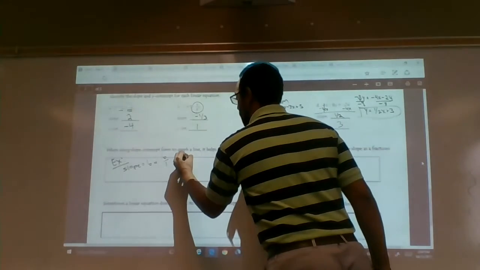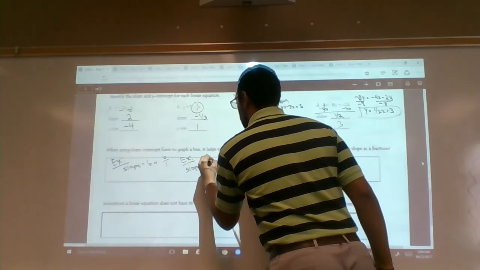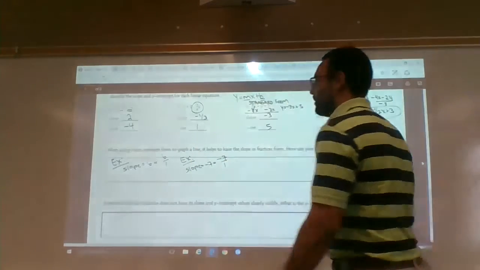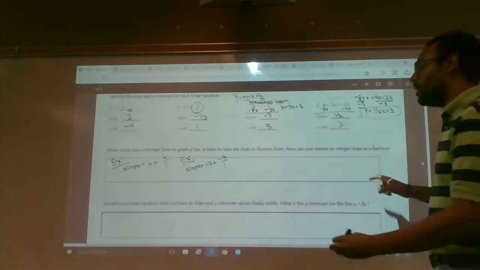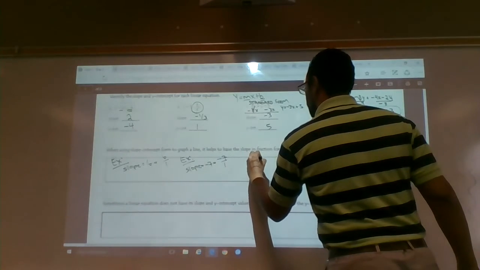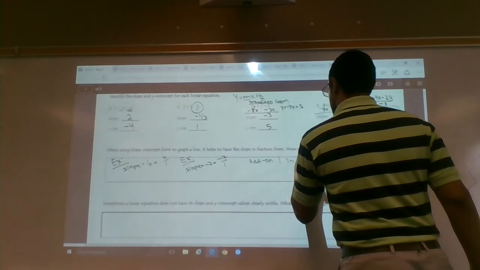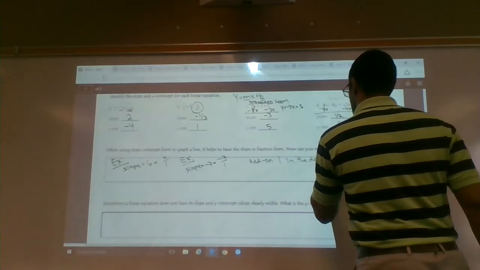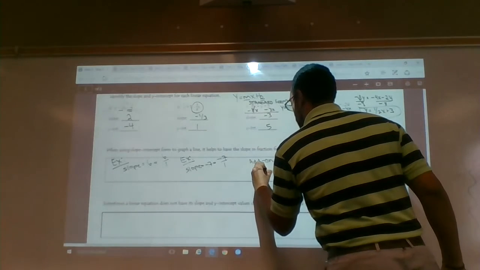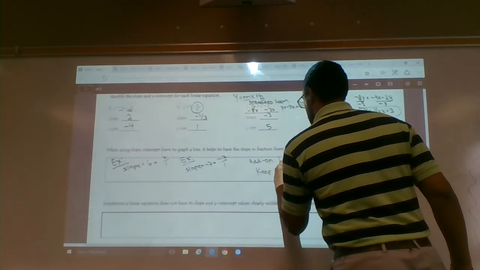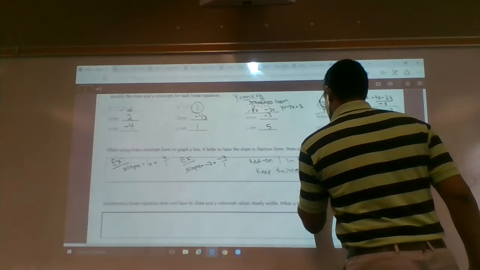Here's one other quick example. So if the slope was -7, I would write -7 over 1. So how can you rewrite an integer slope as a fraction? You just add on 1 in the denominator, and you keep the integer in the numerator.